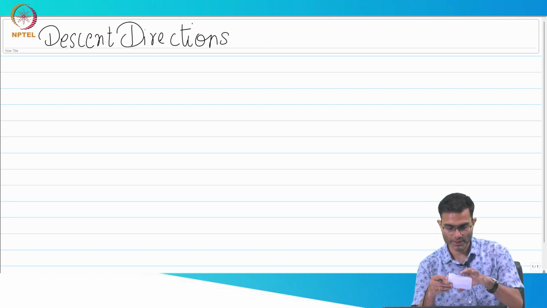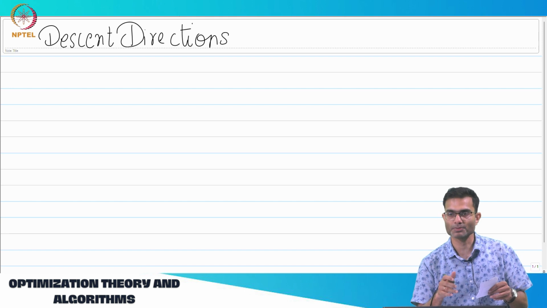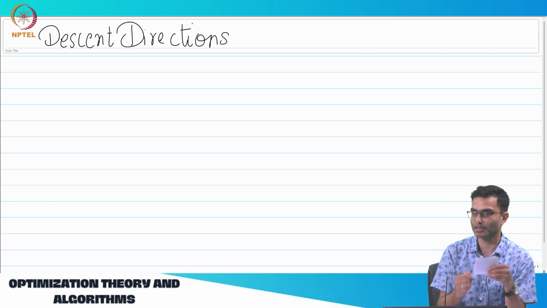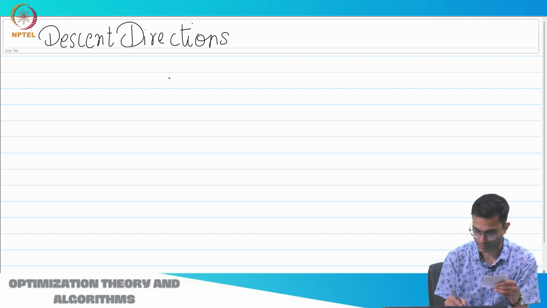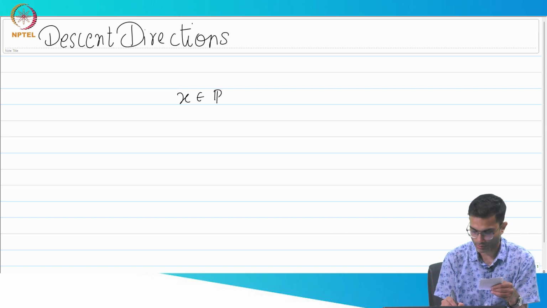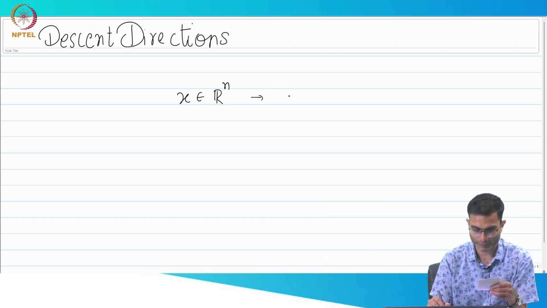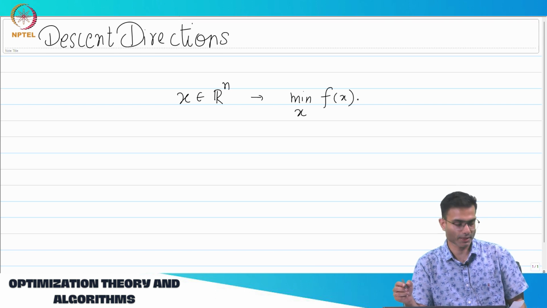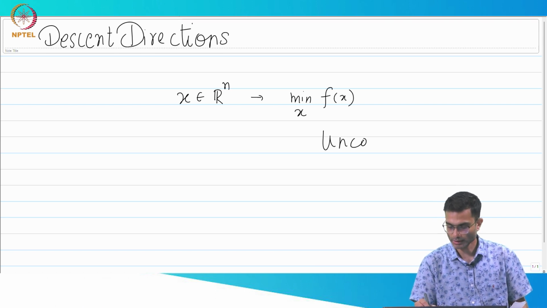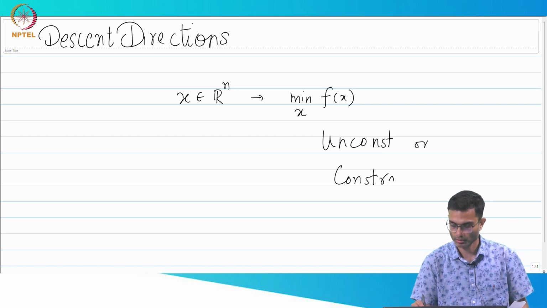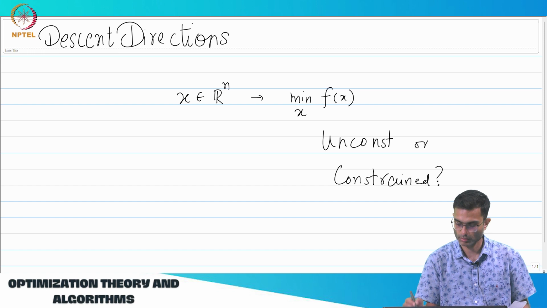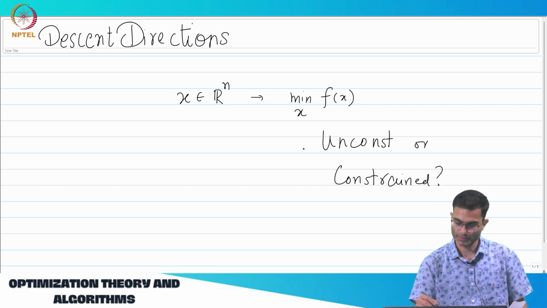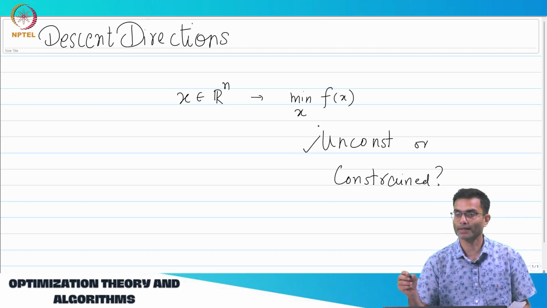I'm happy that there are some simple questions being asked, because if this is the doubt, then it's better to get it clarified. So let me put the question to the class. x belongs to Rn, and if I write a function like this, this is the optimization problem. Is it unconstrained or is it constrained? This is clearly unconstrained. What would make it constrained?